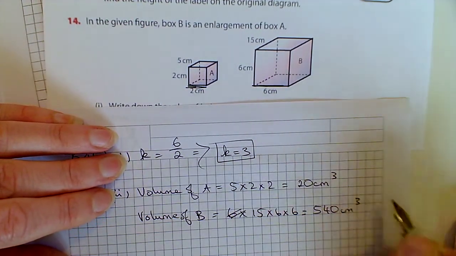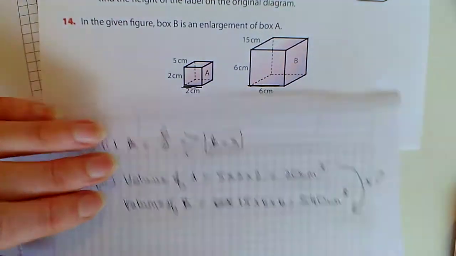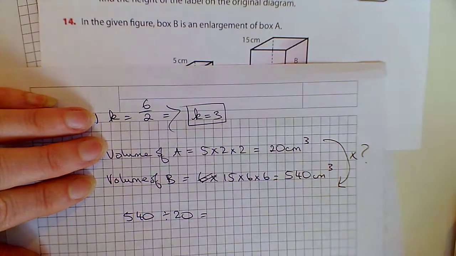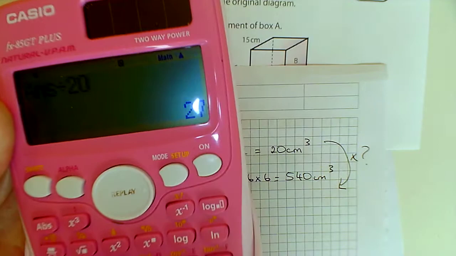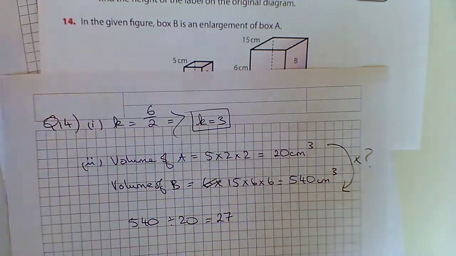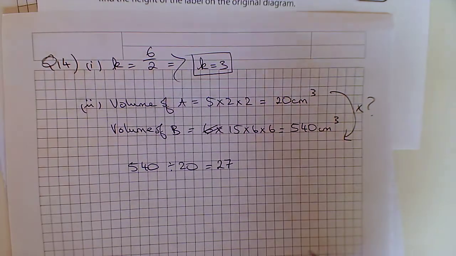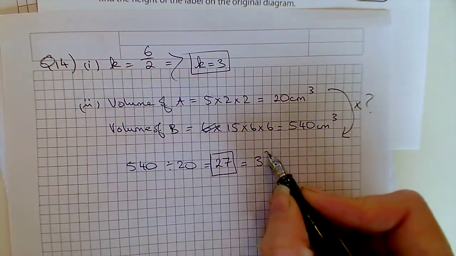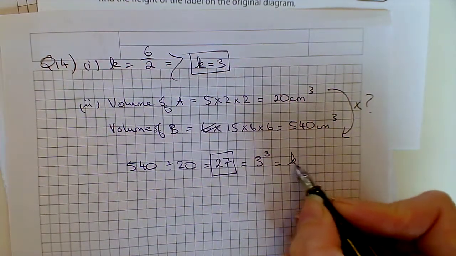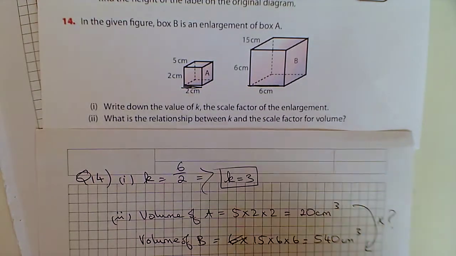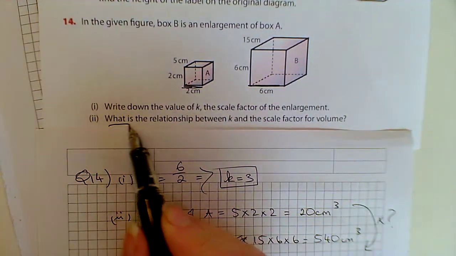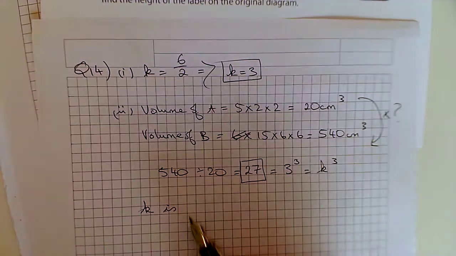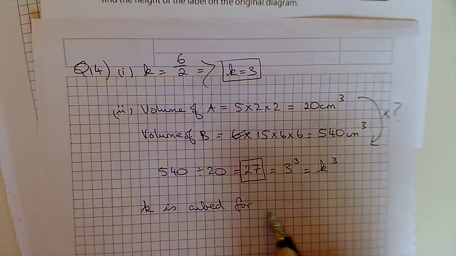And what have I done there? To go from here to here, what did I multiply by? So 540 divided by 20 is 27. Now, would you notice, maybe you think about the fact that scale factor is squared for area and it is cubed for volume. So K cubed. So what they were looking for here, and this isn't necessarily a question that will come up, but it's good practice to think about this. K is cubed for volume.